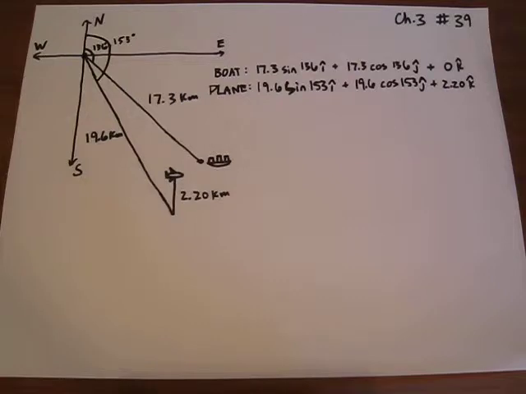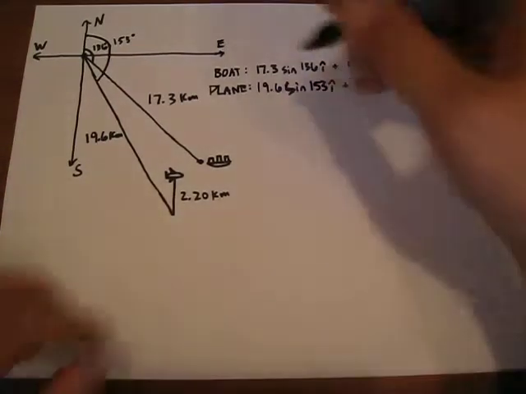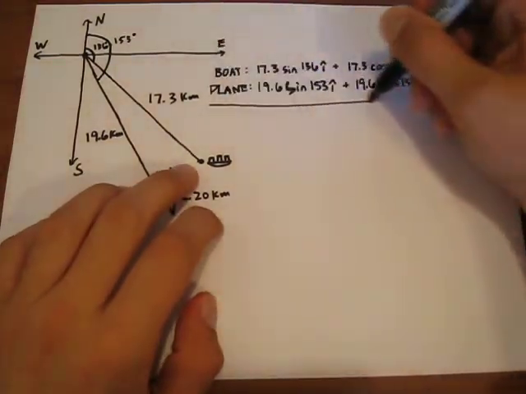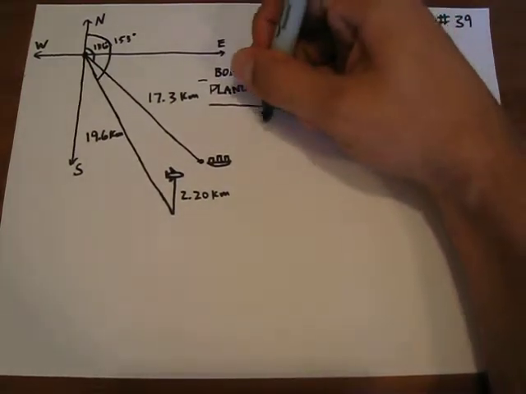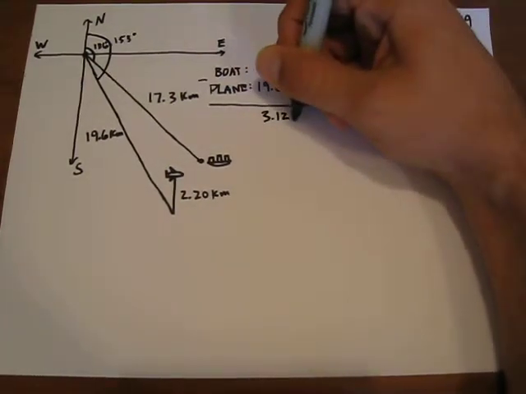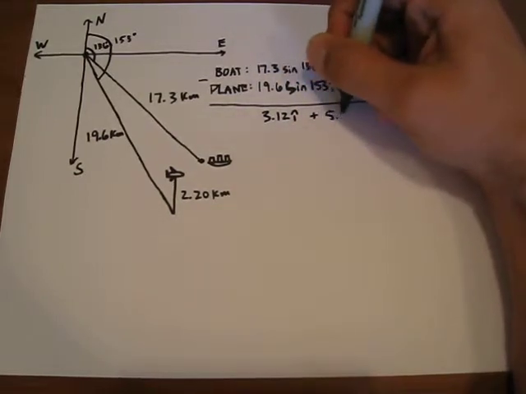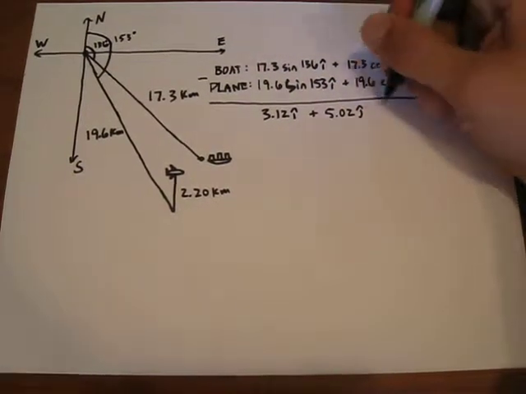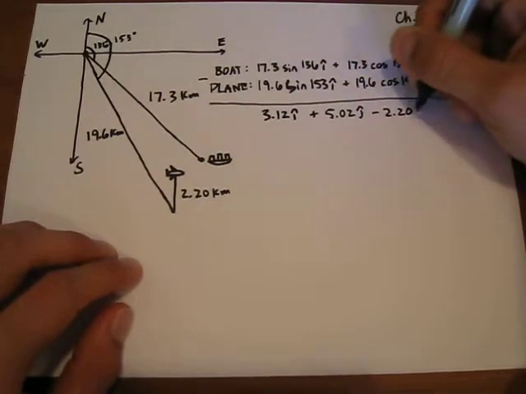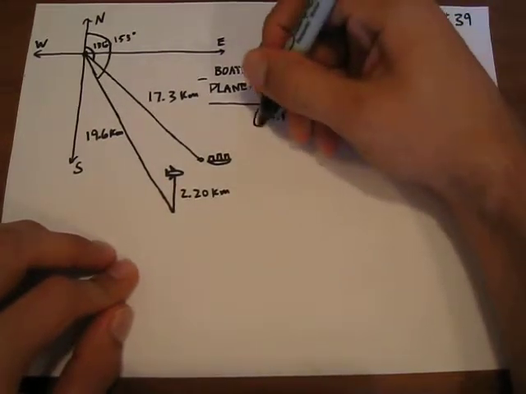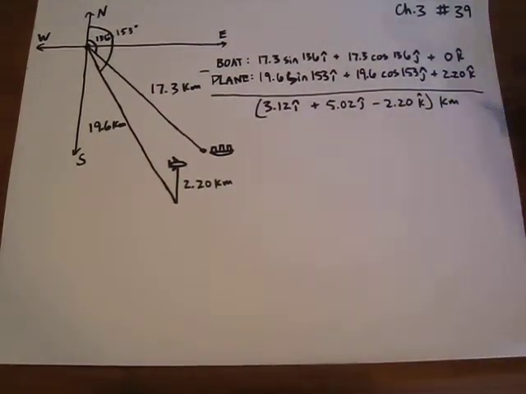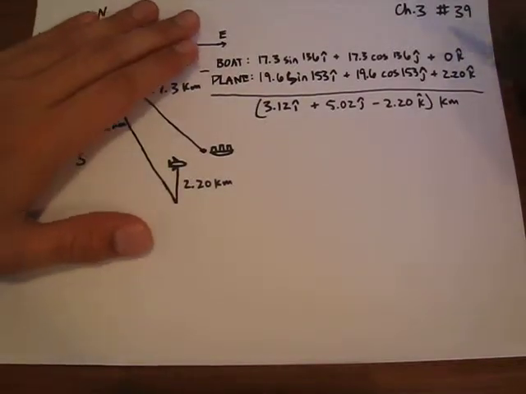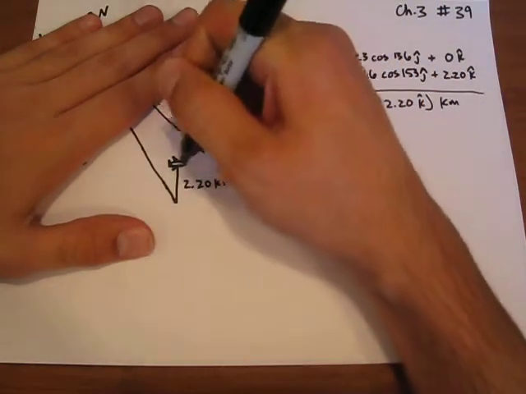So part A of the problem asks you to find the position of the boat relative to the plane. So basically it's asking for the plane's view of the boat from up above. So what you want to do is just subtract these vectors. So that gives you 3.12 kilometers in the i-hat plus 5.02 kilometers in the j-hat minus 2.20 kilometers in the k-hat. It's all in kilometers. So what this does is it just gives you the plane's view of the boat.